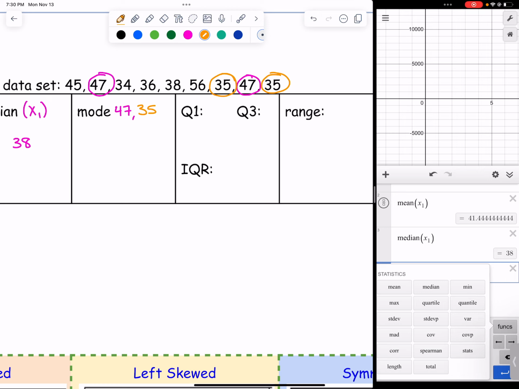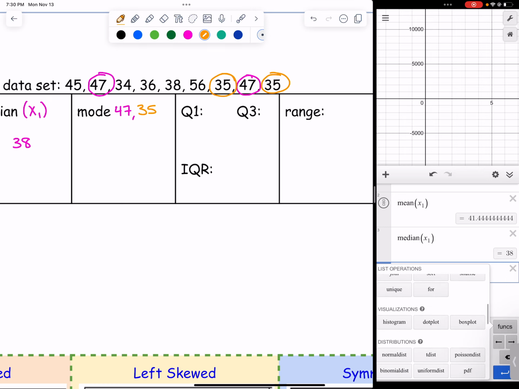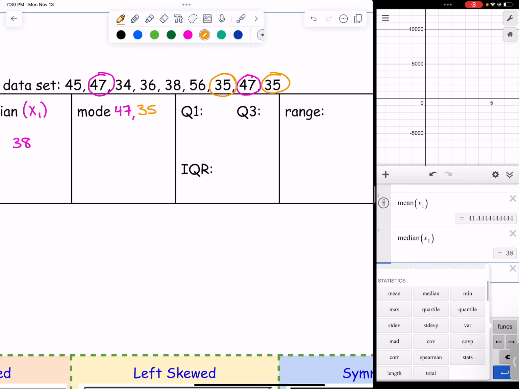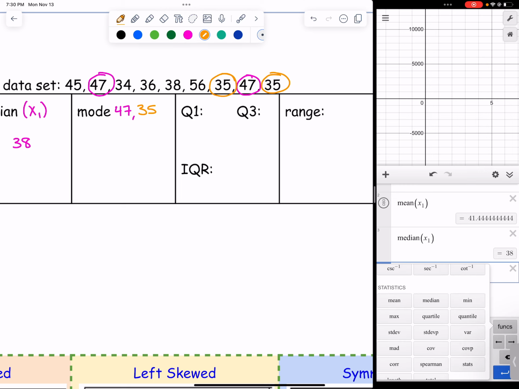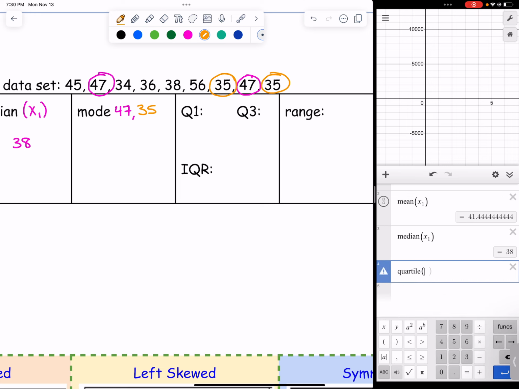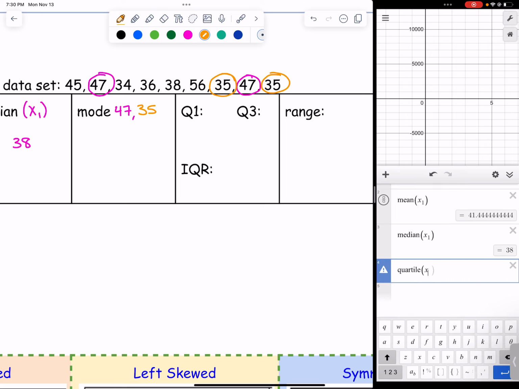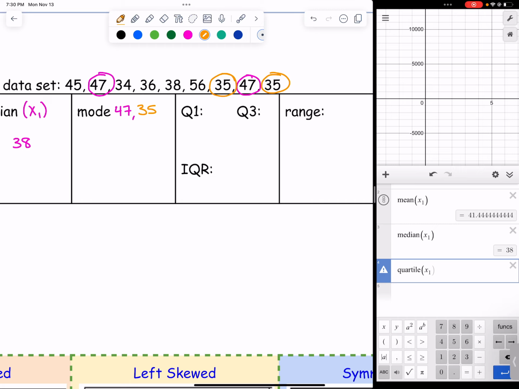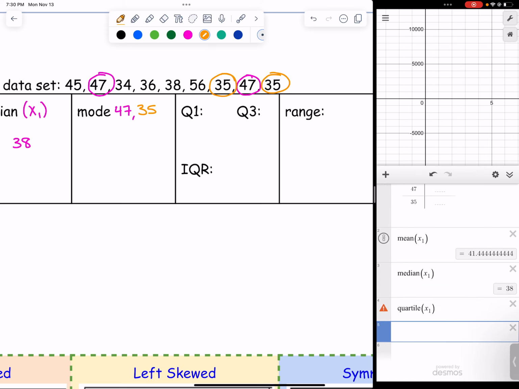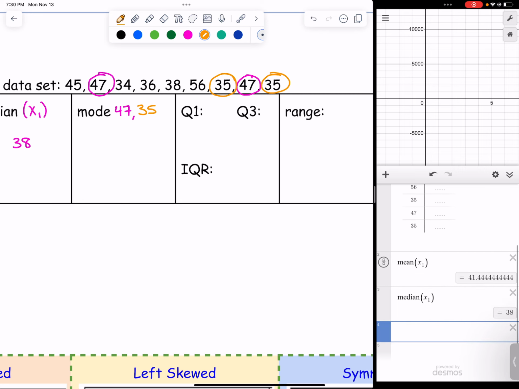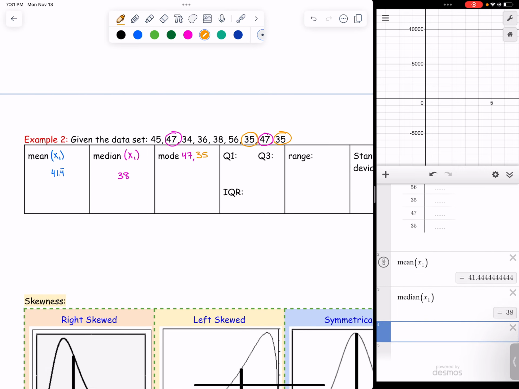So Q1, let's see. Did they give us an option? There it is. So quartile for X sub 1. Let's see what happens. This one says quartile 2 arguments. For example, try typing quartile 1, 2, 3, comma 1. So it didn't like it when I did it that way. But I can show you by hand how to find the quartiles for this data. So let's actually work something out here.